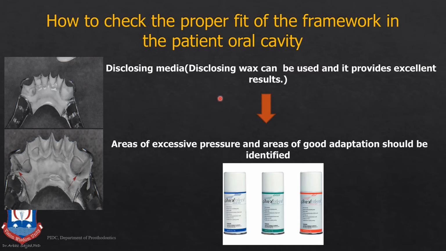the fitting of the framework in the patient's mouth is usually done using a disclosing media such as a disclosing mouth temperature wax or a disclosing pressure indicating spray, which is easier to use. We coat it on the intaglio surface of the prosthesis being fit in the mouth, and then it is placed in the patient's mouth. Pressure is applied, the patient is told to bite in the normal maximum intercuspation, and any pressure points, such as you can see over here, where the disclosing paste or the spray is not visible in this area, are the interferences that need to be corrected or relieved.